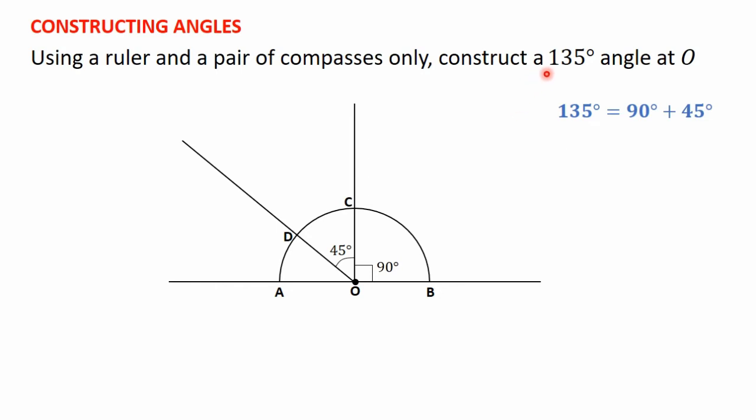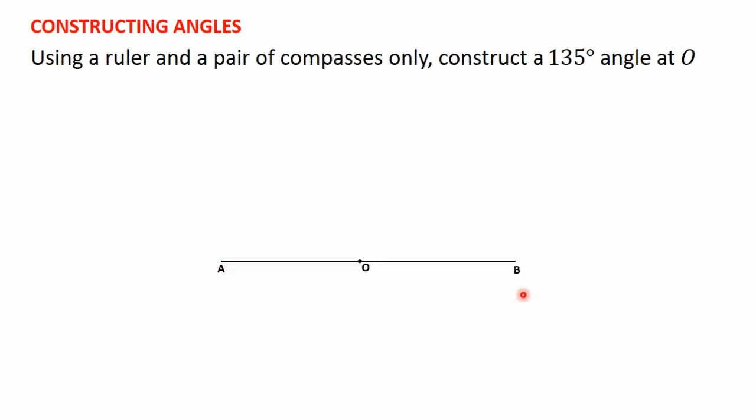So this is how to construct a 135 degrees angle. We first construct the 90 degrees angle, then we will bisect the other 90 degrees angle to get a 45 degrees. 45 degrees plus 90 degrees will give us 135 degrees. Now that we know how to go about it, let's do the actual construction.